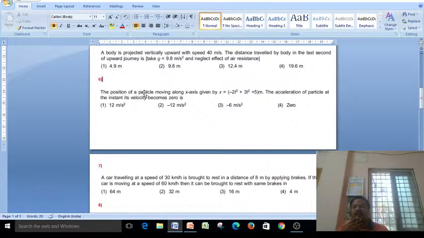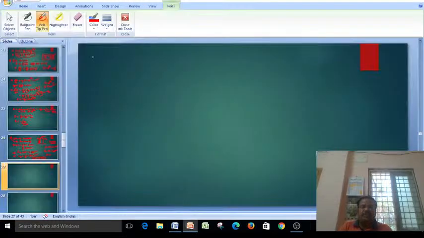So the position x is given actually. The acceleration of the particle at the instant its velocity becomes 0 is what he asks. Let us write down the given content for the sixth question. Given: position x is equal to minus 2t cube plus 3t square plus 5 meter. Let us differentiate this with respect to t.